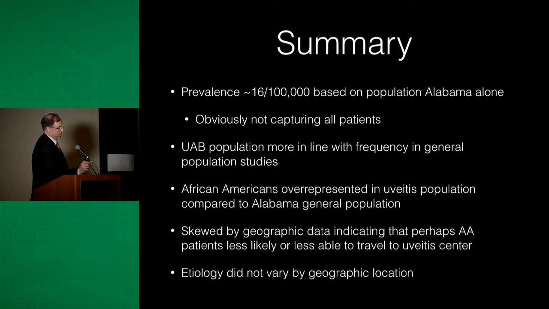So in summary, the prevalence here in Alabama, if you do the math based on this, and again, big grain of salt because there's more than just Alabama residents here, if you take the population of Alabama, was about 16 per 100,000 people. There's no way we're capturing all those patients, so that's not at all a true representation of the prevalence of uveitis in Alabama. The UAB population is more in line, as I mentioned, with the frequency of uveitis of the various anatomic categories in the general population. African Americans are overrepresented in this population compared to Alabama's general population, again suggesting that there is an overburden of that disease in the African American population. Their referral in is skewed by geographic location, suggesting that perhaps they have less ability or are less likely to travel to a center for care, and etiology did not vary by geographic location.